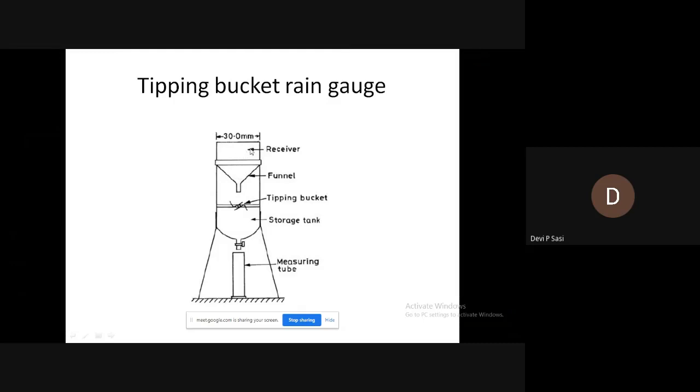So the water first reaches the receiver, and from the receiver the water moves towards the funnel. And from the funnel, the water reaches the tipping bucket. First in the receiver, next to funnel, next to tipping bucket. So as the water reaches the tipping bucket, what happens is that when 0.25 mm rainfall is filled in the tipping bucket, it tips.